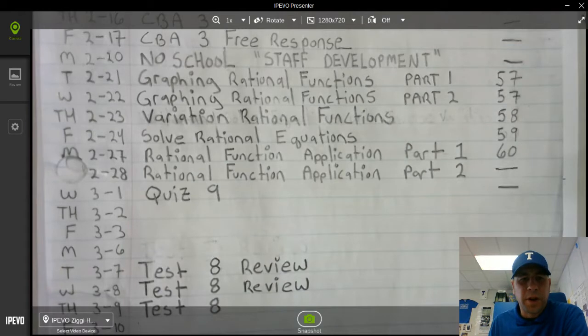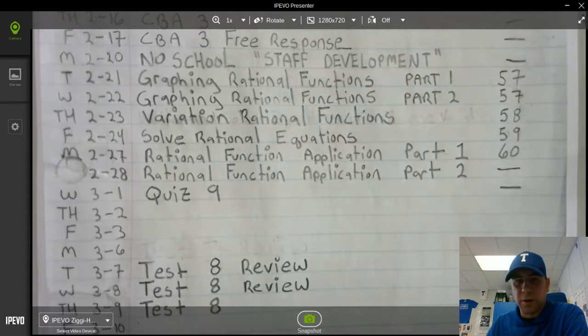All right, so today we're looking at Monday, February 27th, and we're looking at rational function applications part 1. That's going to be on page 60. So if you would pause the video and update your table of contents. All right, I'm assuming now your table of contents are updated.